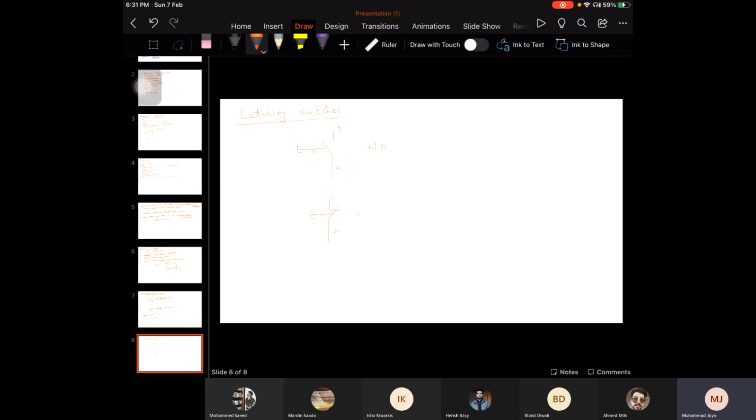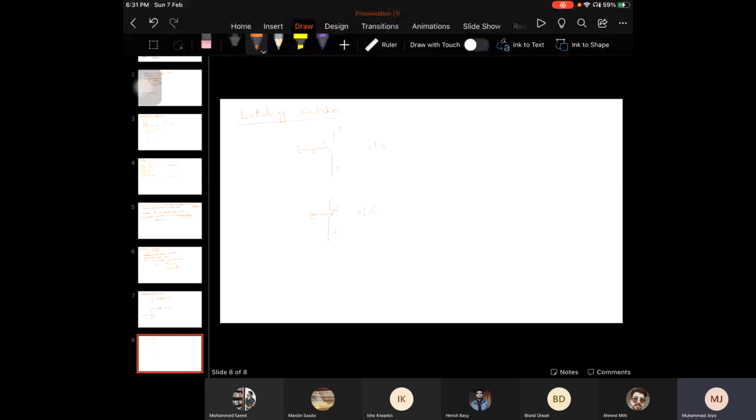So this is basically an NC latching switch in which pin number 1 and 2 are connected to each other in normal condition. But once you press it, pin number 2 will be disconnected. But when you take your hand away, this point will remain disconnected until and unless you press it again.